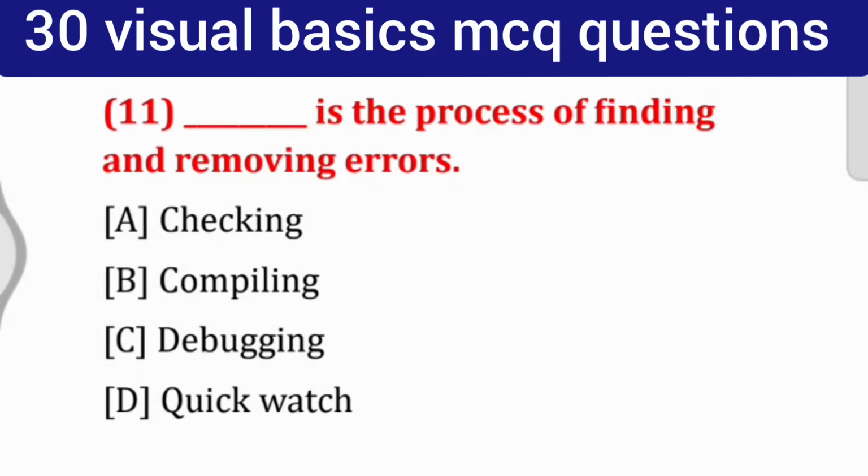Question number 11. Dash is the process of finding and removing errors. Options: checking, compiling, debugging, quick watch. Correct answer is debugging.